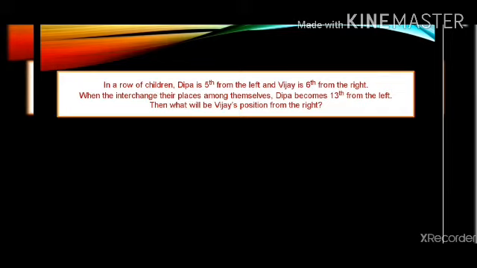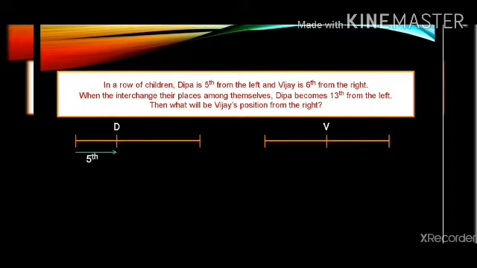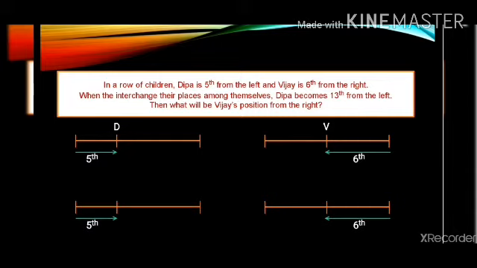Now a similar question is there. In a row of children, Deepa is 5th from the left. Let us draw the pictures simultaneously, according to the given information. Deepa is 5th from the left and Vijay is 6th from the right. Like I did in the previous question, I'll just interchange their places and not change anything else in the diagrams. When I interchange, Deepa's place becomes Vijay's and Vijay's place becomes Deepa's.